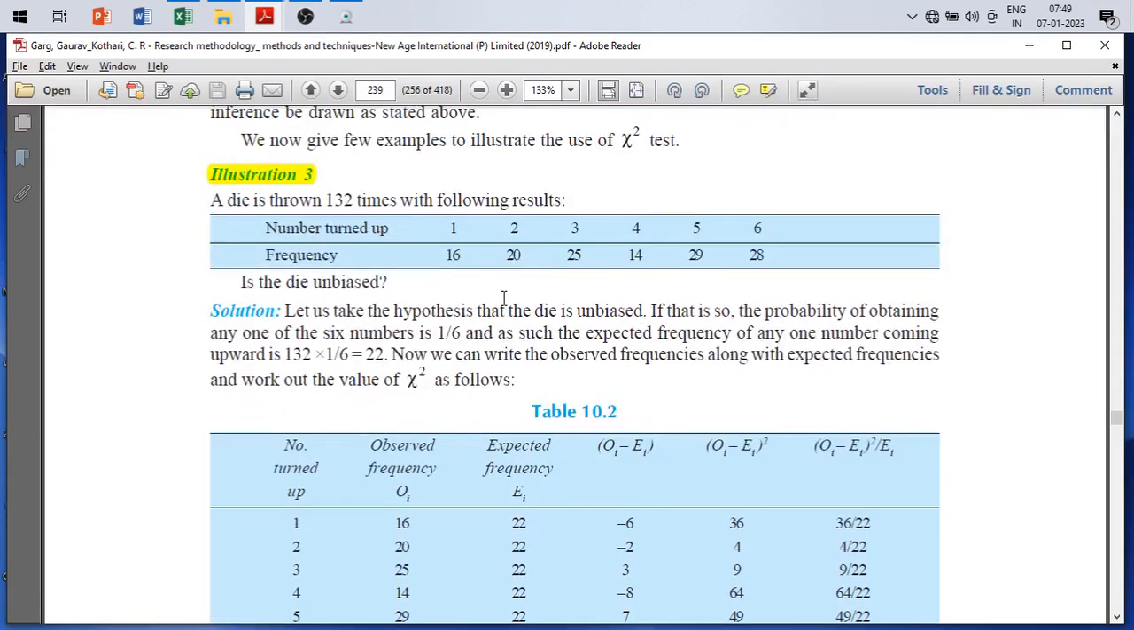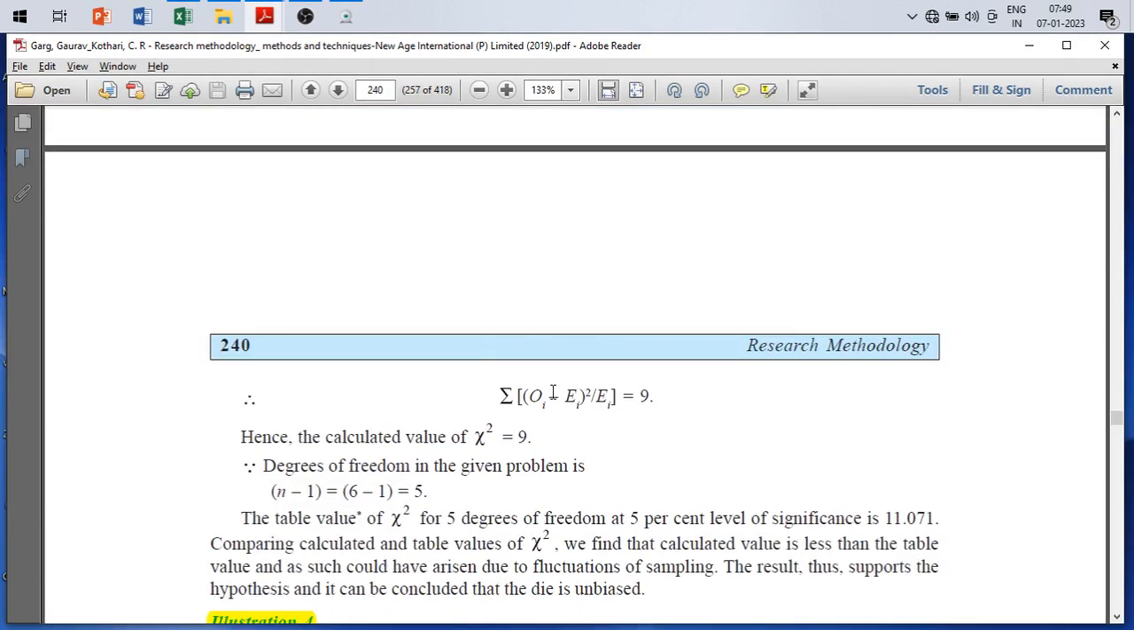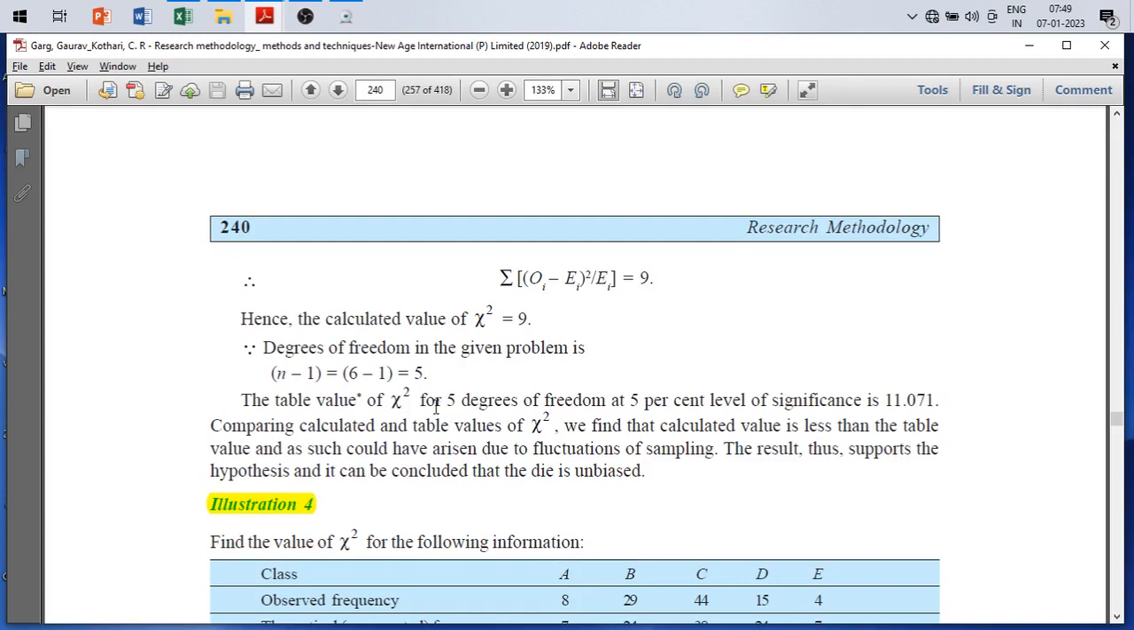And the significance level in the question is actually not specified, so let us say it is 5%. What they have taken is 5%. For degree of freedom 5 and a significance level of 5%, we can read the value from the table. The critical chi-square value turns out to be 11.07.